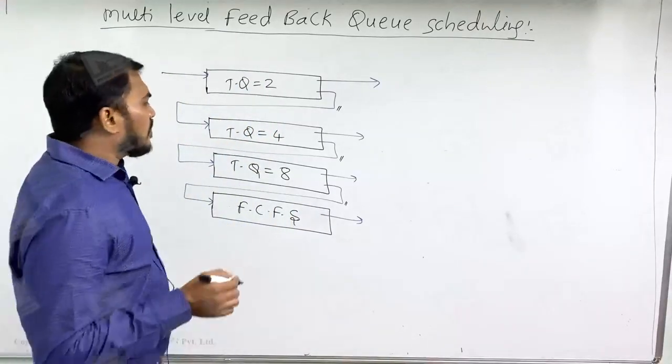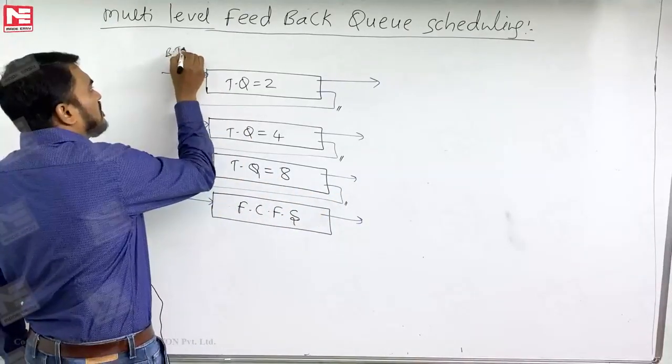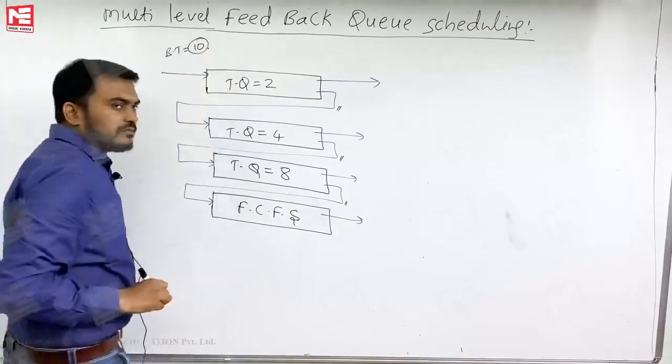Now, what is the meaning of this? If anybody has a doubt, listen here. Let's say a process has a burst time of 10, just as an example.